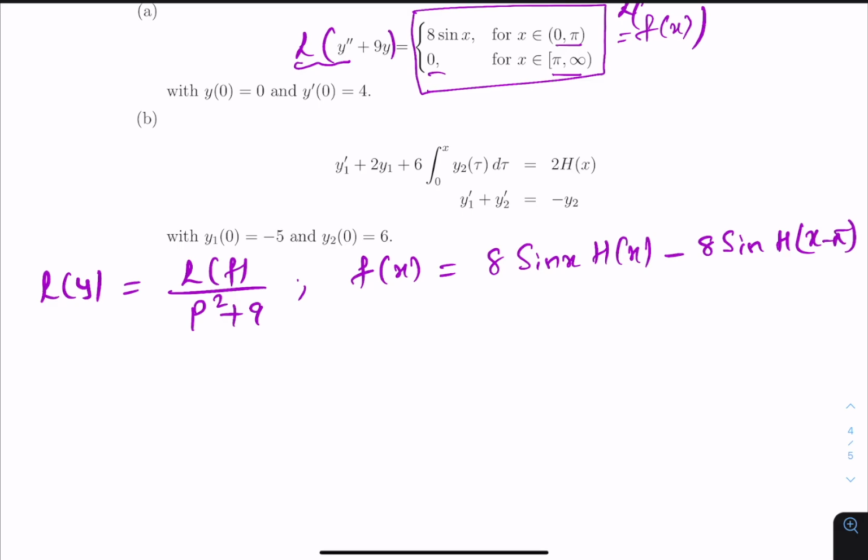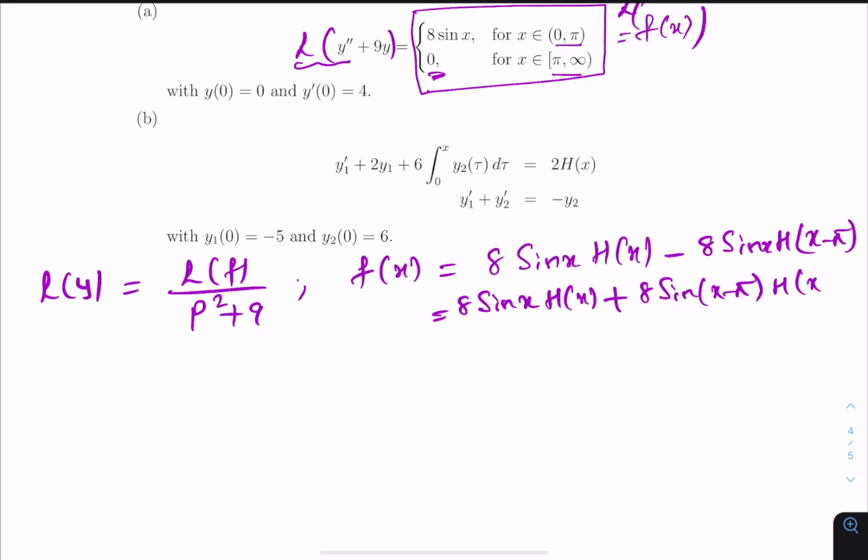So h of x minus pi, right, h of x minus pi sin x. H of x minus pi is something which is 1 after pi, so it cancels with 8 sin x, so it makes it 0 in the interval pi to infinity. So this is your f(x). Okay, and this you can simplify a little bit to fit it into our Laplace transform formula: this is 8 sin x, which can be written as plus sin(x minus pi) h(x minus pi), right? Because sin(x minus pi) is minus sin x. Okay, so this is your f(x).